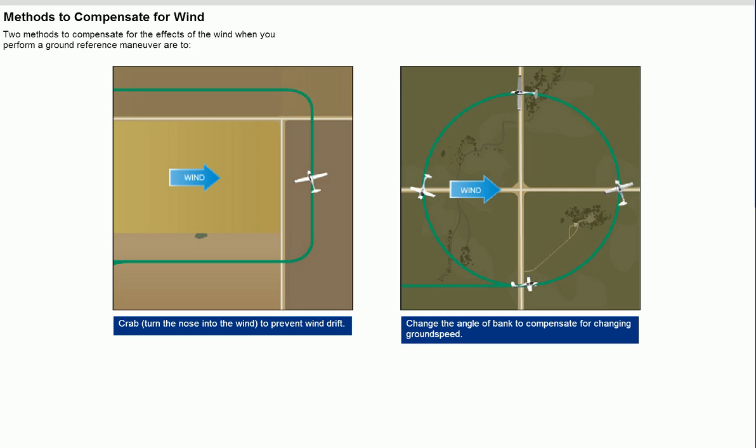Change the angle of bank to compensate for changing ground speed. When you're flying downwind, your ground speed is higher, so steepen your bank angle to prevent drifting away from your ground reference. As your ground speed decreases, shallow your bank angle.